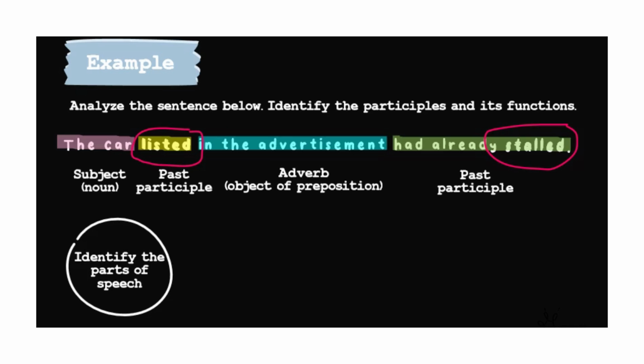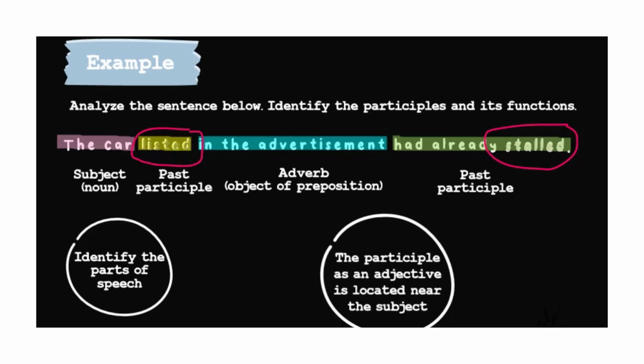So please take a look at the second tip. The participle as an adjective is located near the subject. So which one of these past participles is near the subject? Listed. Good. So that's why listed is an adjective and stalled is the verb.